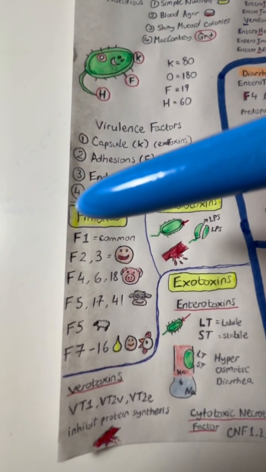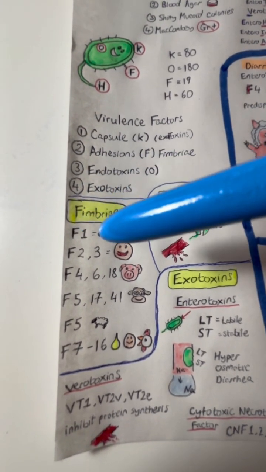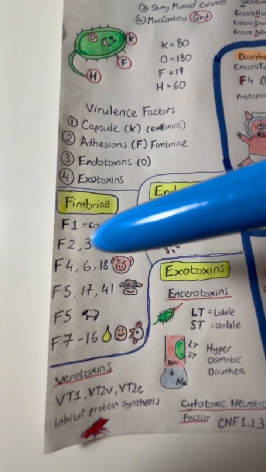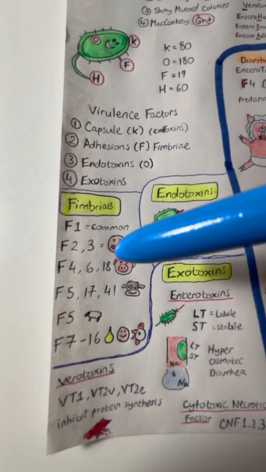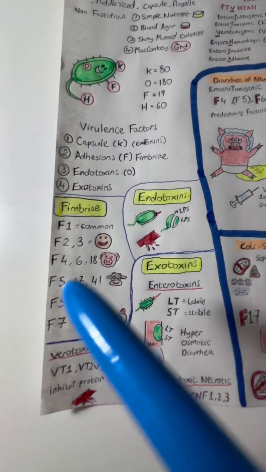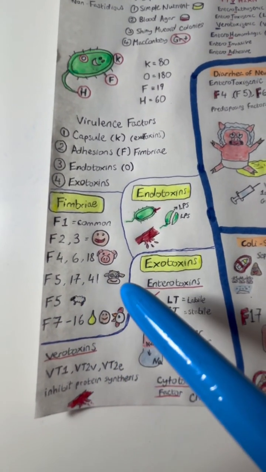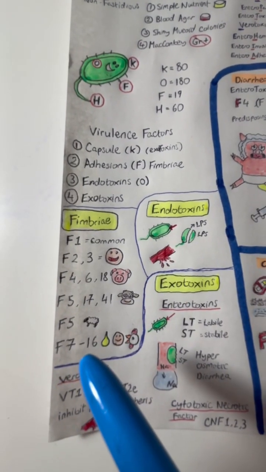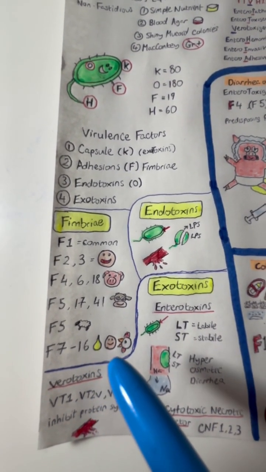For the fimbriae, F1 is common, F2 and 3 are in humans, F4, 6, and 18 are in pigs, 4 and 6 are in young pigs, and 18 is in older pigs. And F5, 17, and 41 are in calves, F5 is also in lambs, and F7 to 16 cause urinary tract infections in humans and in poultry.